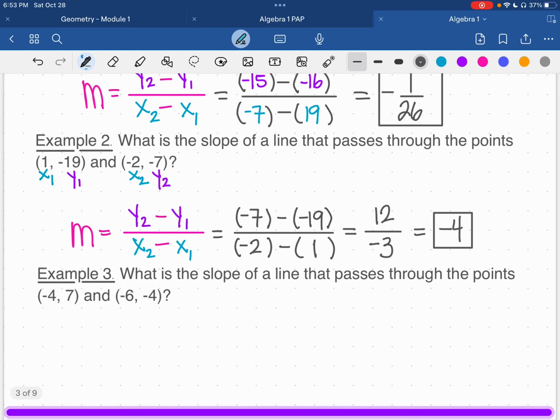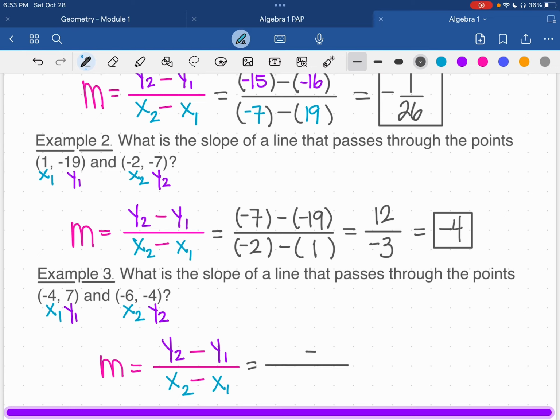Let's try one more. X, x1, x2. It's asking the same question over and over, and that's why I'm not reading it to you. Remember, with the y's, you want to mimic because they're kind of like a married couple. They want to have the same last name, 1 with the 1, 2 with the 2. We don't want to see a 1 with a 2. So please make sure that in your ordered pair, you have an x2 and a y2, an x1 and a y1. There we go.